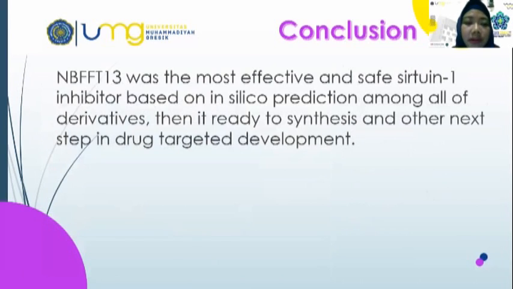Okay, the conclusion of our research is that NBFFT 13 was the most effective and safe inhibitor based on the in silico prediction among the derivatives, and it is ready to synthesize and move to the next step in targeted drug development.